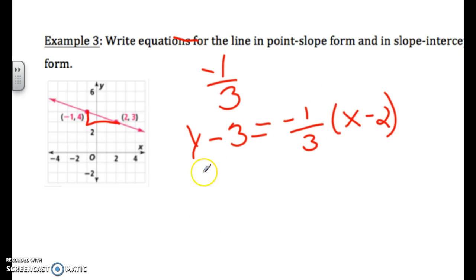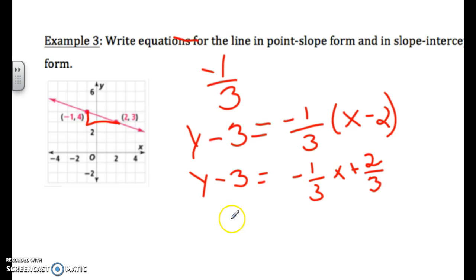Now let's change it to slope intercept form. So I'm going to keep the y minus 3 equals negative 1/3 x plus 2/3. And now all I have to do is add 3 to both sides. So I'm going to get y equals negative 1/3 x plus 3 2/3. You can also make that 11/3.